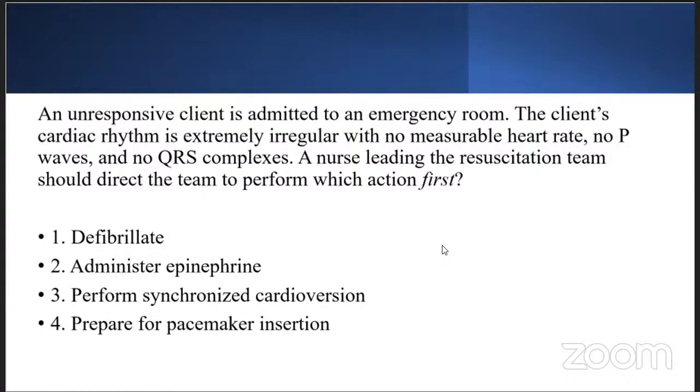Again, number three will not be the correct answer, because you don't want to perform synchronized cardioversion. We only want to do synchronized cardioversion for an unstable tachycardia. And we would not prepare for pacemaker insertion, because we said we were going to use a pacemaker for heart rhythms that are slow, especially second degree type 2 and third degree heart blocks. That's where we want to use our pacemaker function. Okay, let's look at another slide.